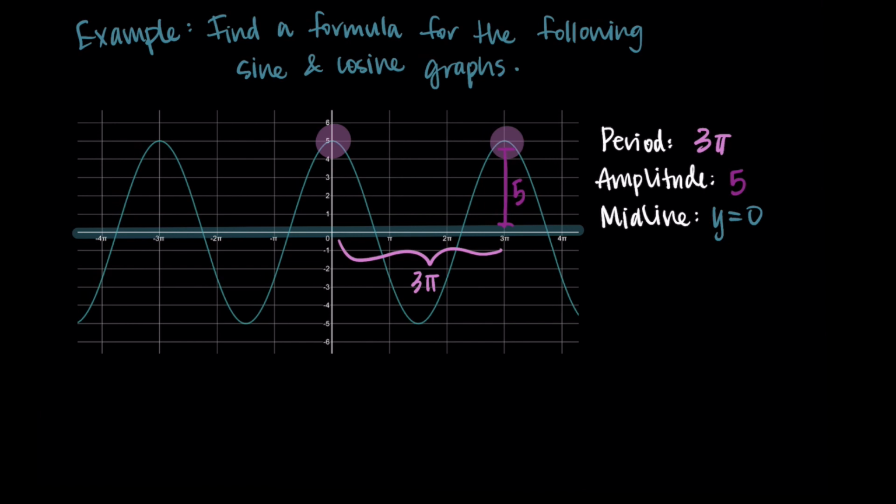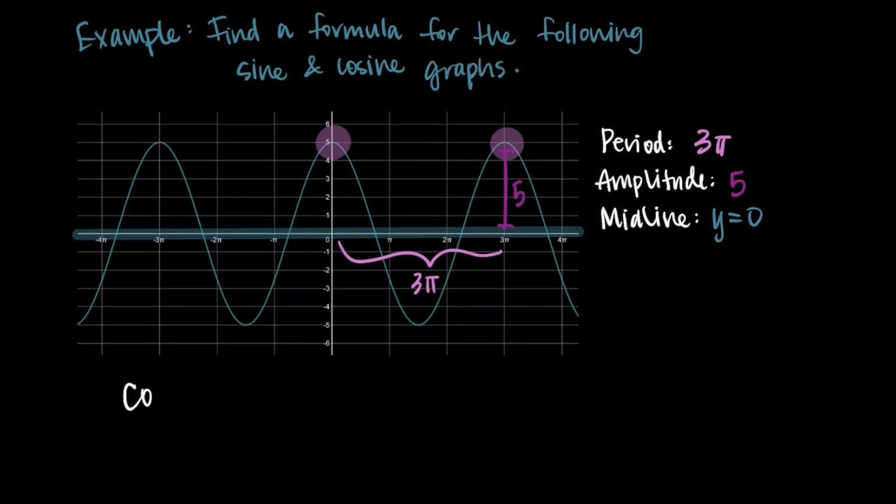So as part of this, we should also decide if we want to use a cosine or a sine graph. I'm noticing that we have this point (0, 5), so we don't have a (0, 0) like we would in sine. We have a (0, 5), and this looks similar to cosine to me, where cosine typically has (0, 1) as our point. So I'm going to use cosine as my formula for this.